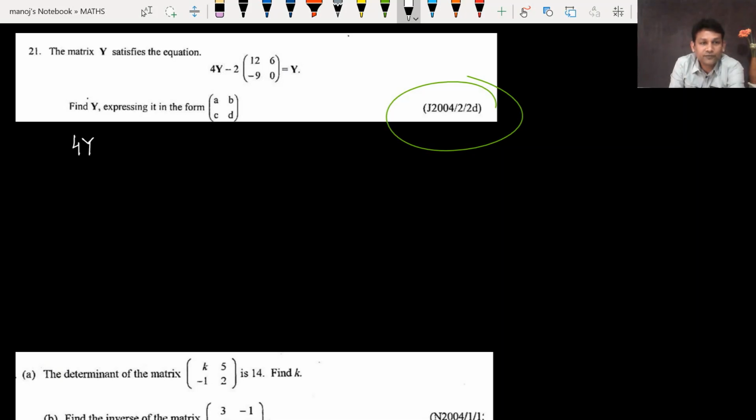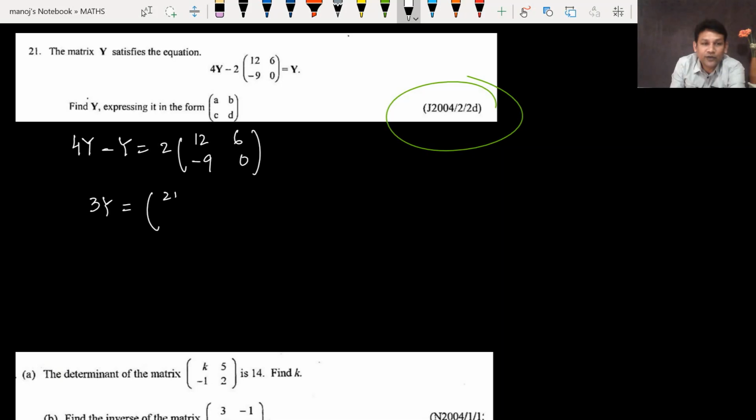4y minus y is equal to this. You can shift on the right hand side 2 with 12 minus 9, 6 and 0. This is coming 3y. You can do the multiplication, there is no problem, but 3 will be coming here, so I think I should, because 3 will cancel all the numbers. Okay, there's no problem, we can multiply.